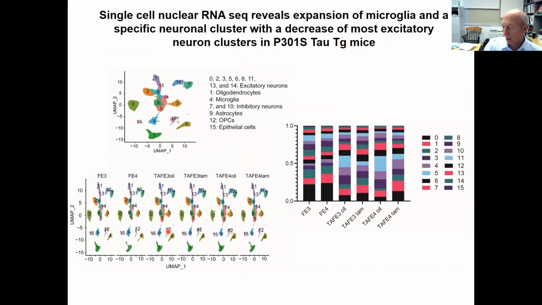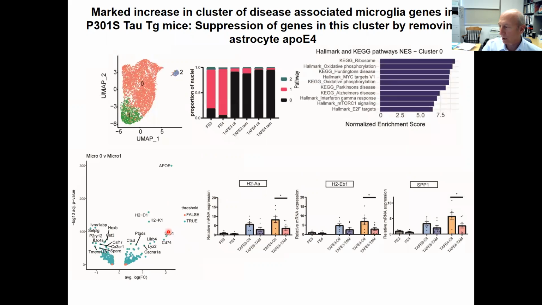We did a lot of single nuclear RNA sequencing from these animals, and I'm not going to go through all the data that we've published. You can read about that, but I think I'll just show you some of the data from the microglia. So there are sort of 3 populations of microglia, but number one here are the more homeostatic type microglia, and what's labeled as 0 are more the disease-associated microglia.